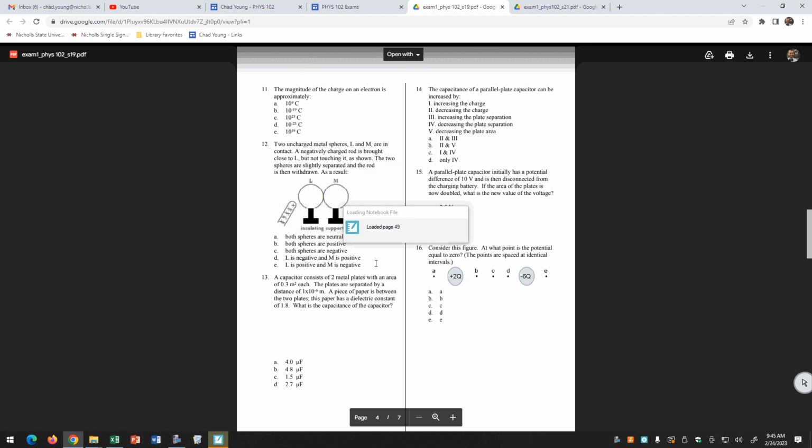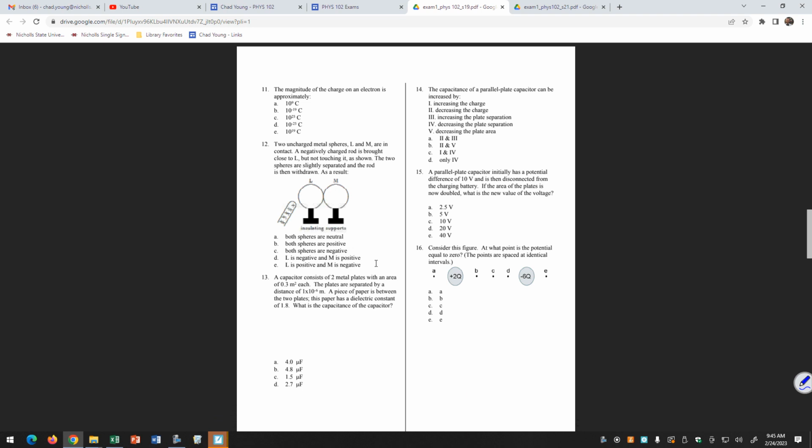Let's see, where is it? Right here for number 13. This is spring 19, number 13 down through number 15. Just make sure you're reviewing those questions too so that you're not surprised.